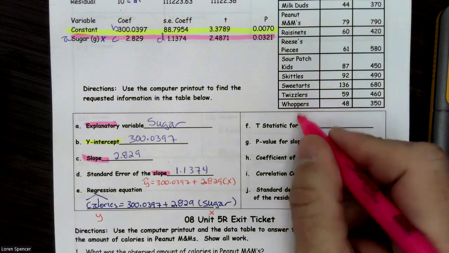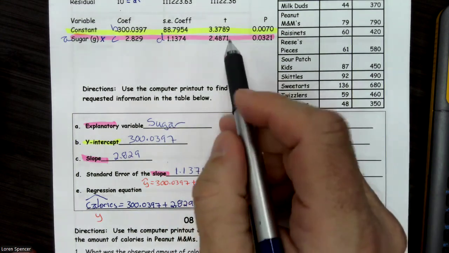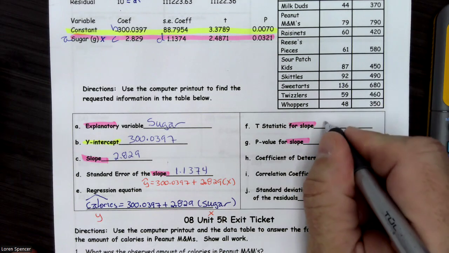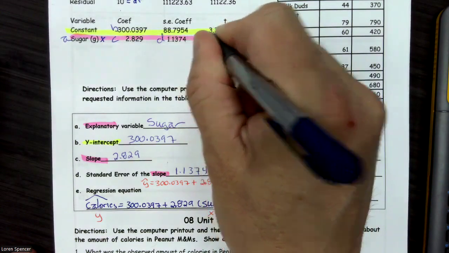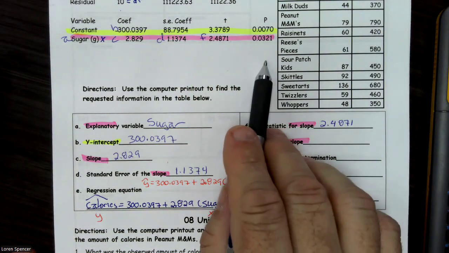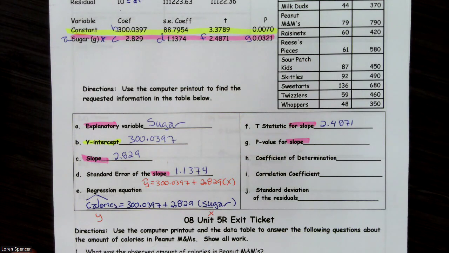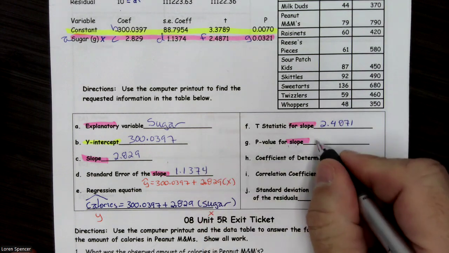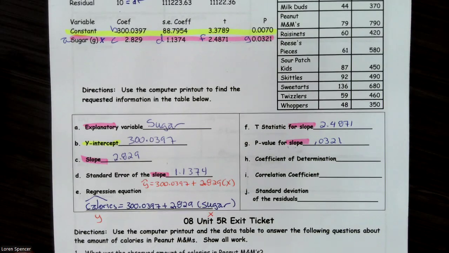Key statistic for the slope. On the next one, we see the word slope, so we know it's going to be on the slope row, so it's going to be in pink. So we find our t statistic that matches up with our slope, and that's going to be 2.4871. So that's our letter F. And then it asks for the p-value. Well, our p-value is also going to be lined up on the slope row because it's the p-value for slope. So we know we're going to be in pink. And in this case, it's 0.0321.